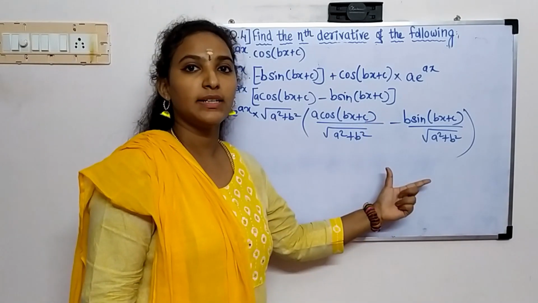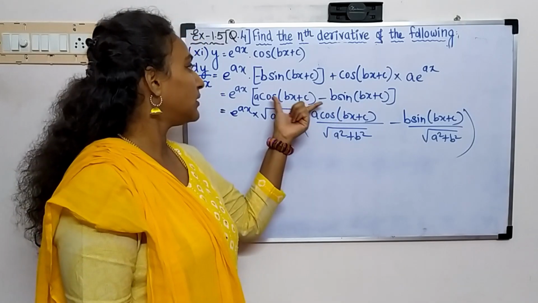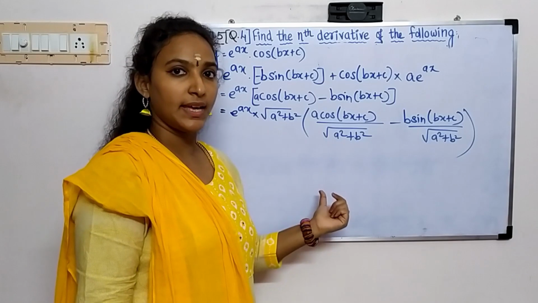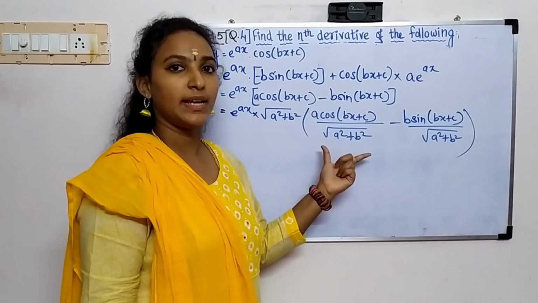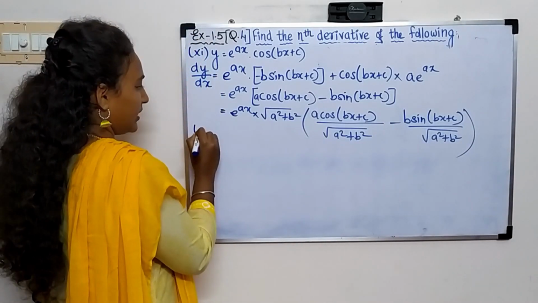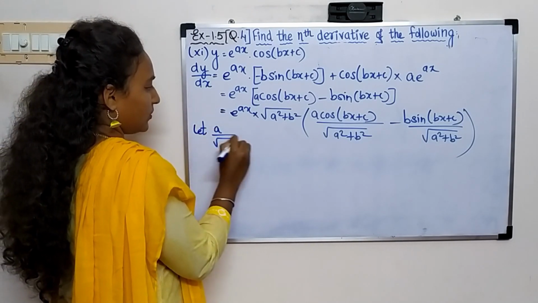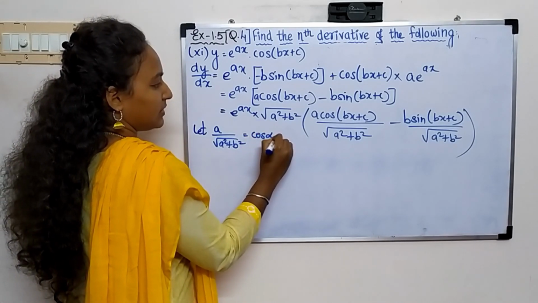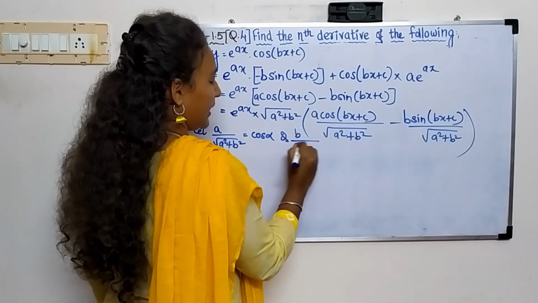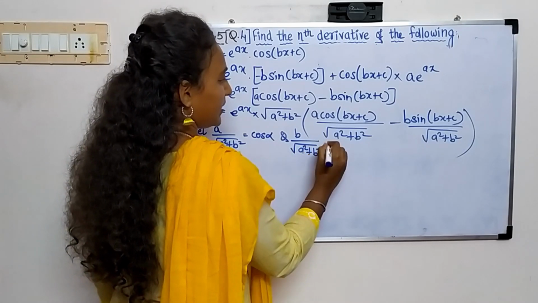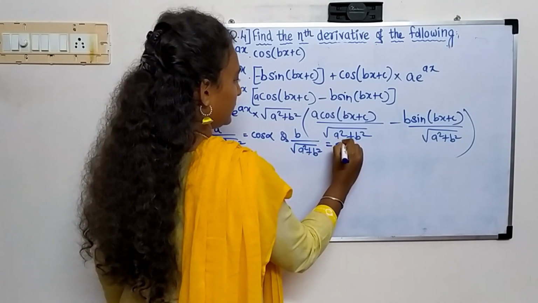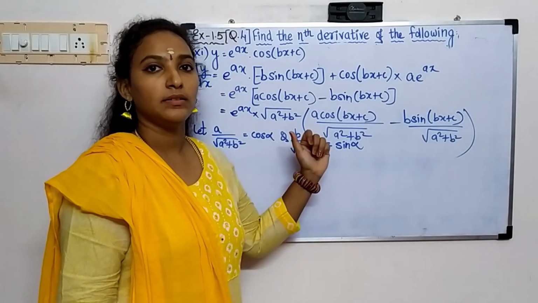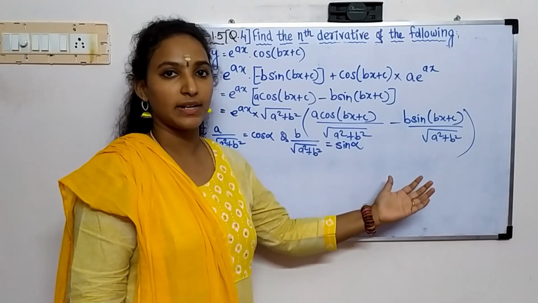This is just for simplification purposes, because with this we cannot find our d raised to n y upon dx raised to n easily. This will become very easy for us. So let a by root a square plus b square be equal to cos alpha, and b by root a square plus b square be equal to sin alpha. We have already solved this type of problem, but there some numbers were given. Here it is a general form.